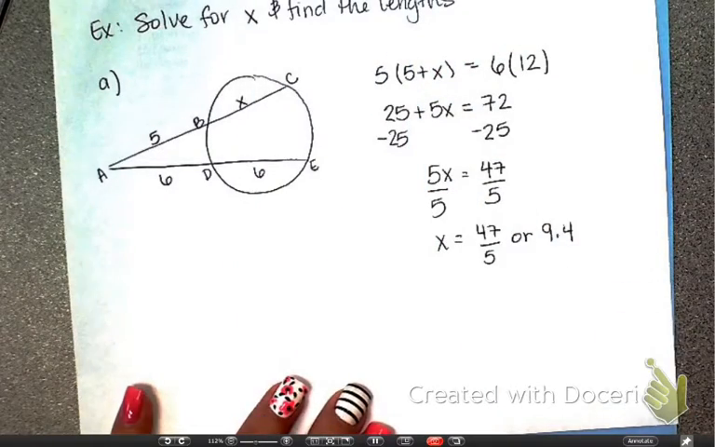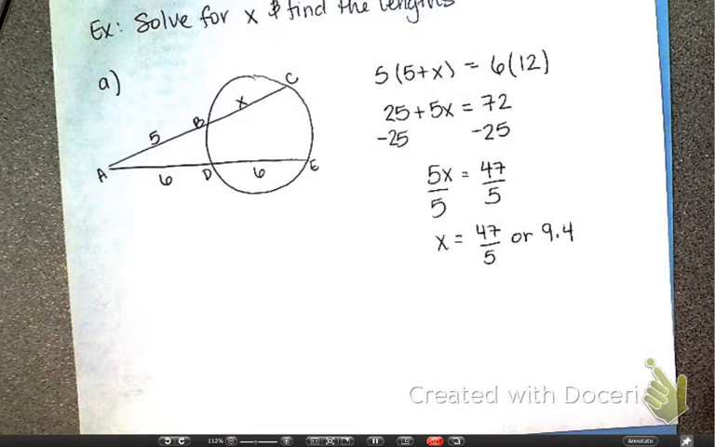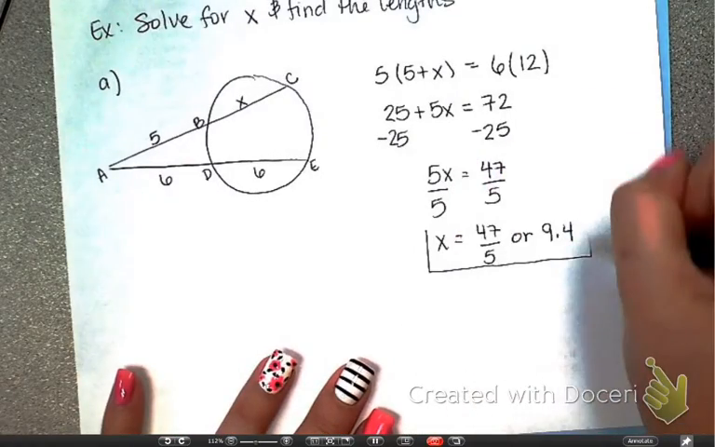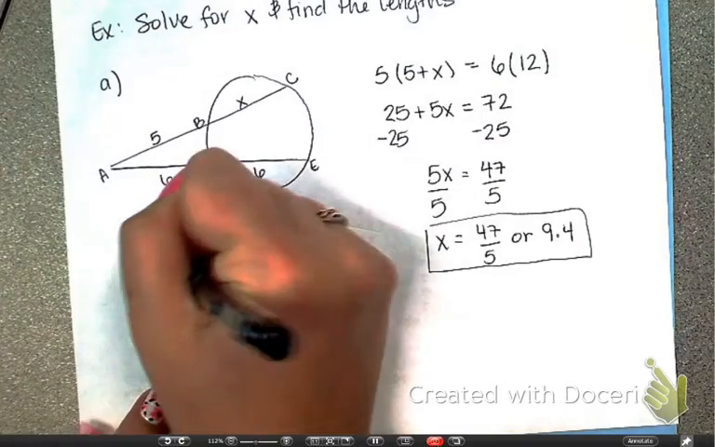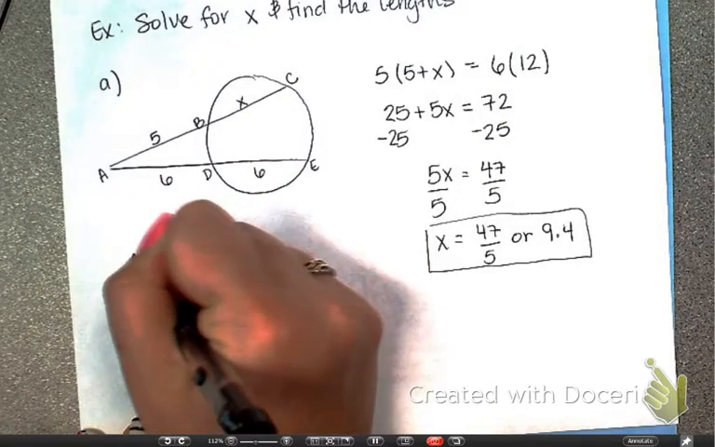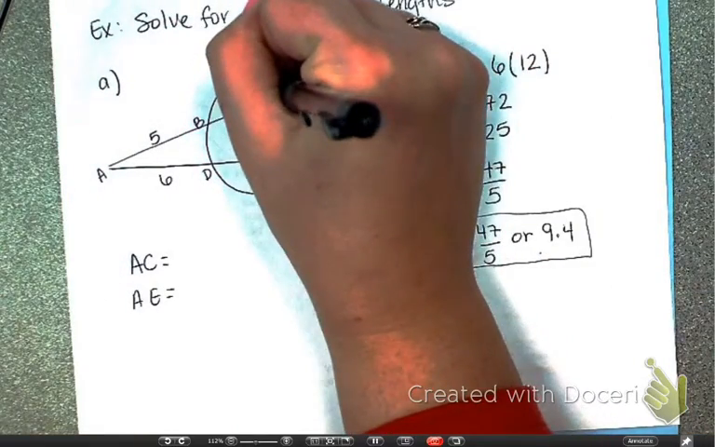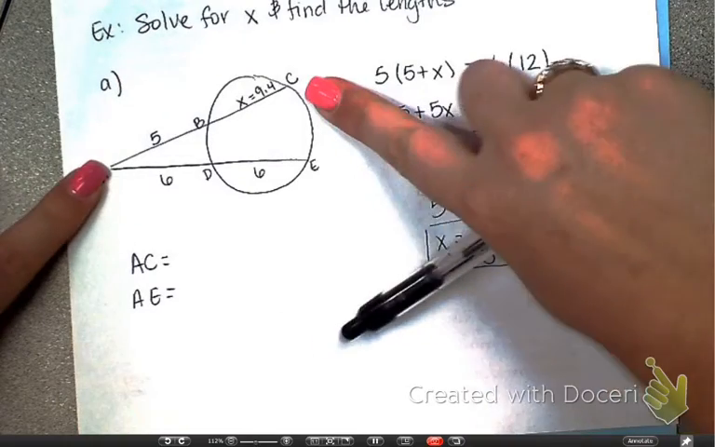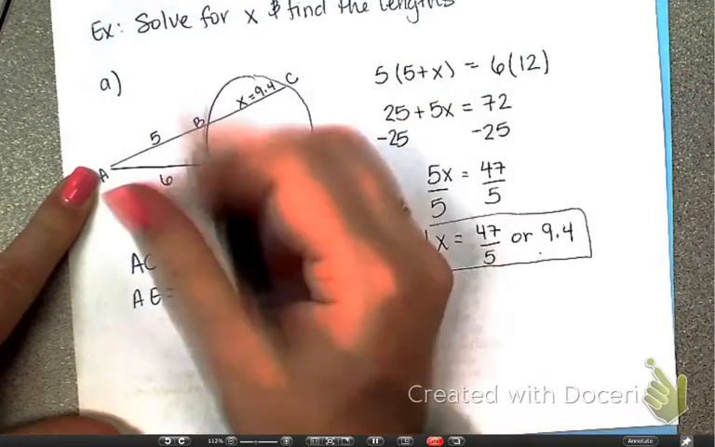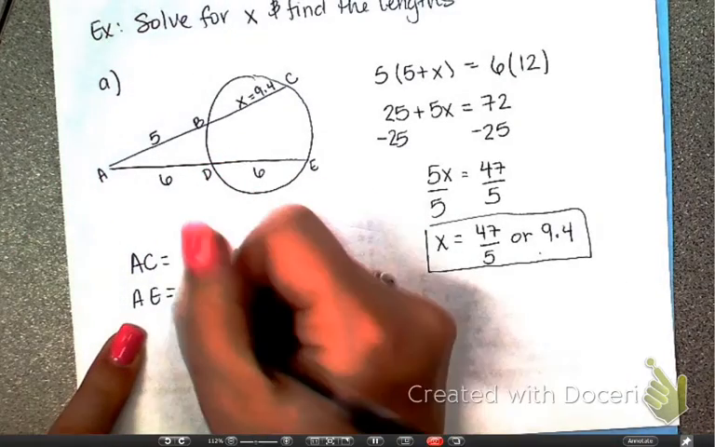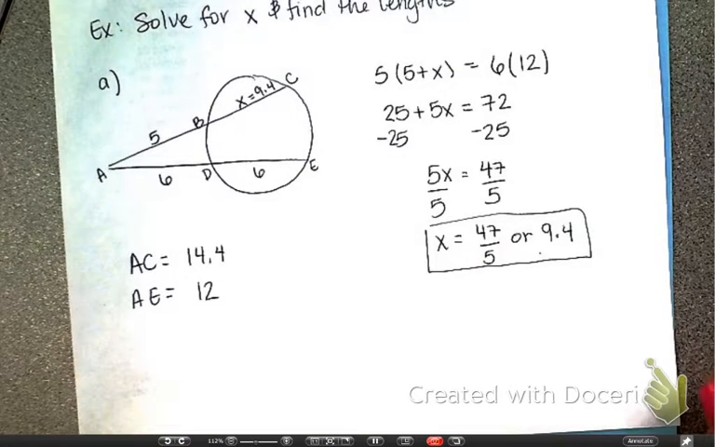Now, for this problem, because it also asks you to find the lengths, it might be best to do it as a decimal unless you love adding fractions. Okay? Which I know most of you just adore adding fractions together, so we're real tired this morning. Okay, so here's my value of x. I need to find the length of AC, and I need to find the length of AE. So if x is 9.4, what is the length of AC? 14.4. And AE, we already know, right? 6 plus 6 is 12.